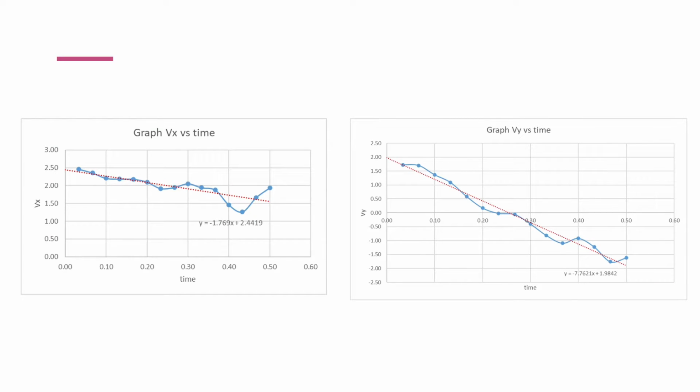For the graph of Vx against time, theoretically Vx0 must be constant, but considering errors, the graph obtained is linear. For the graph of Vy against time, the shape of the graph is leftward. It is because the ball is moving with a negative velocity.